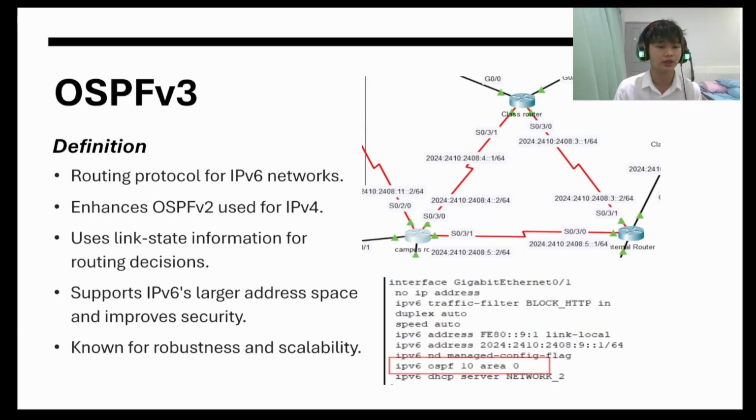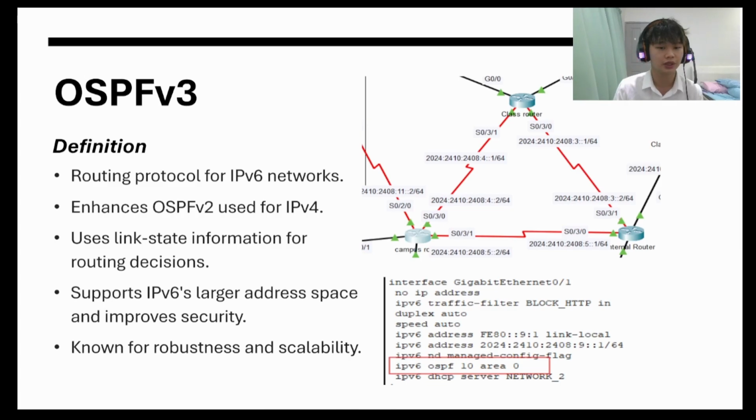The next one is OSPF-V3, which stands for Open Shortest Path First Version 3. OSPF-V3 is a routing protocol used for IPv6 networks. It is an enhancement of OSPF-V2, which was designed for IPv4. OSPF-V3 uses link state information to make routing decisions, ensuring efficient and reliable data transmission across the network.